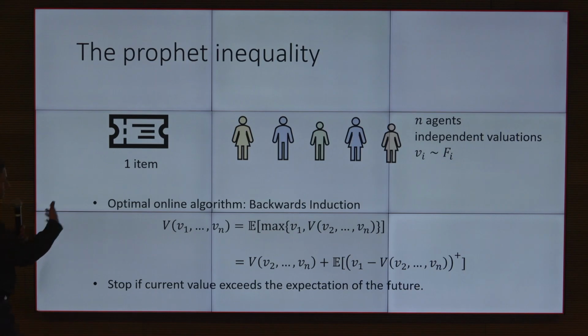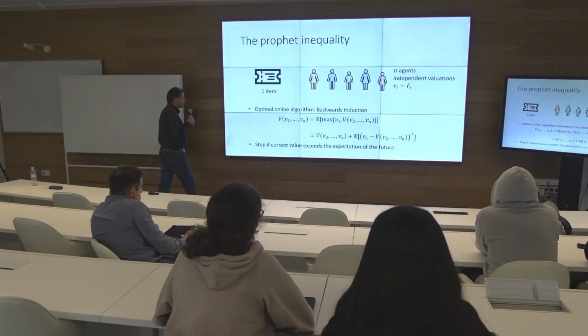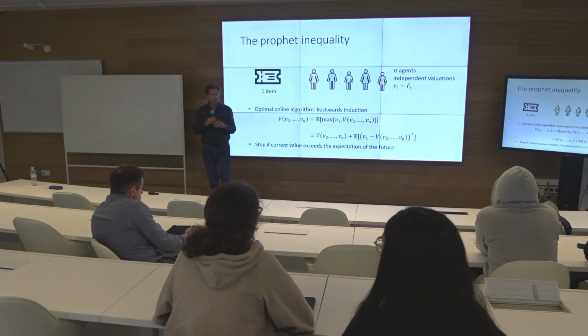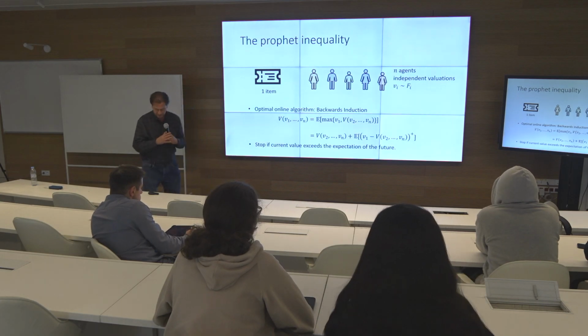Okay, and we can compute this by backwards induction. Good, so this is the optimal algorithm. The problem is that analyzing this and comparing this with the prophet is typically not so easy.